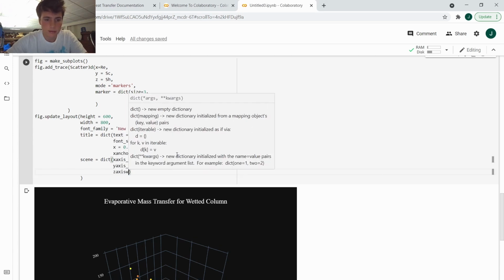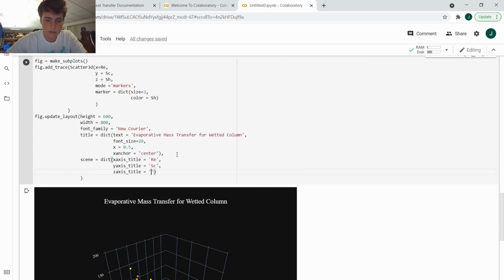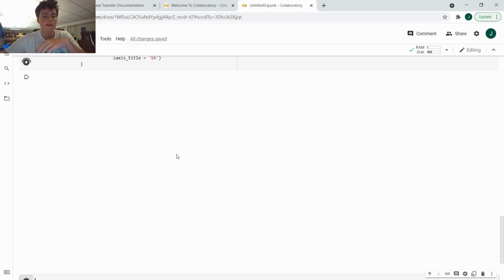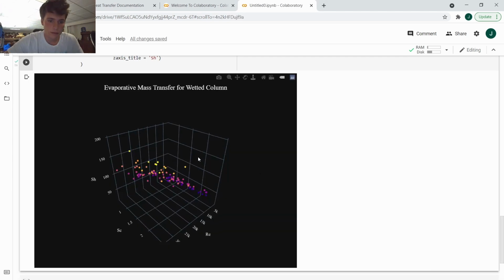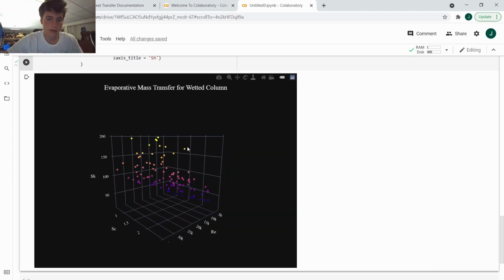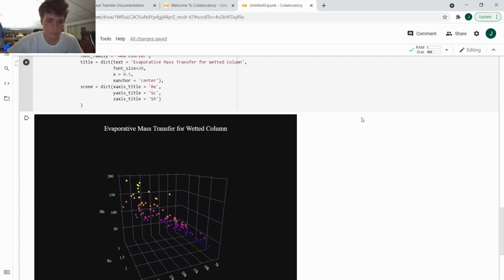And then z-axis title equal to Sherwood. Now let's see what it looks like. Alright, so there we go. We got a nice little plot here.